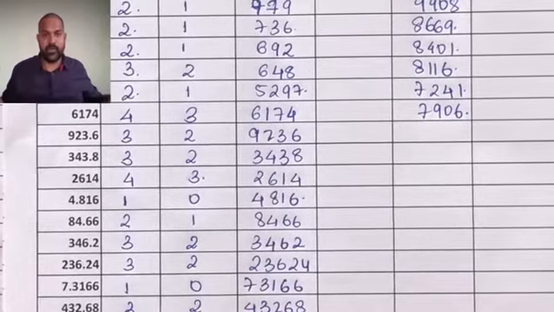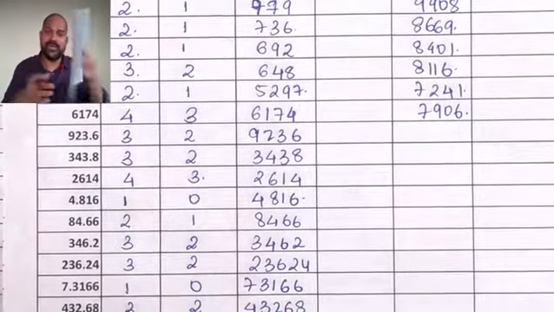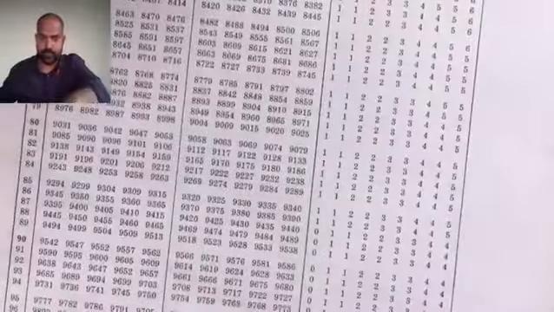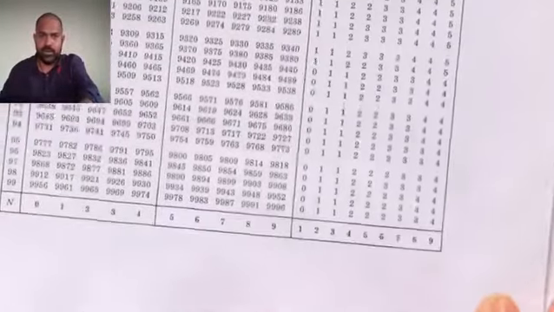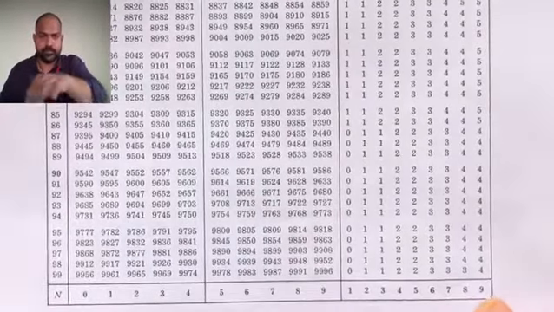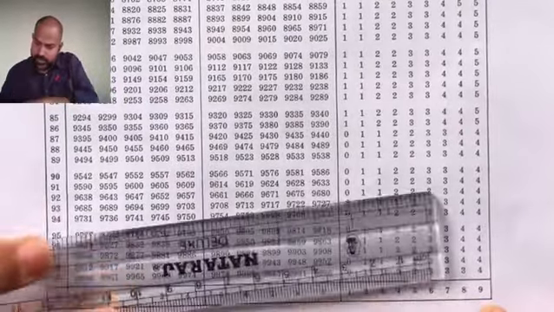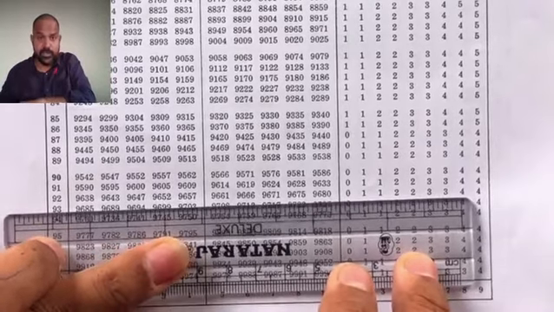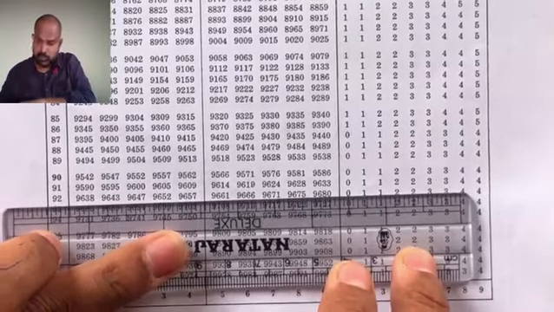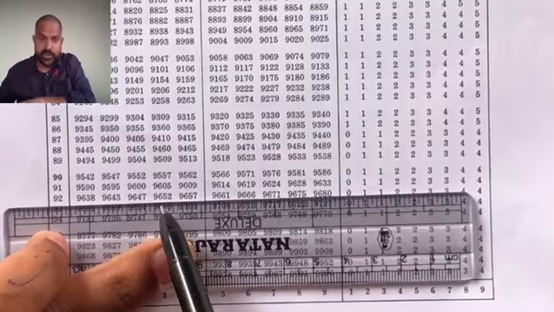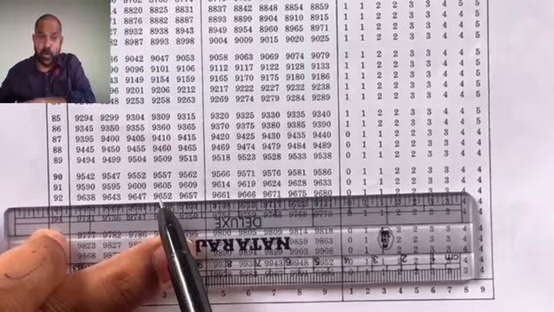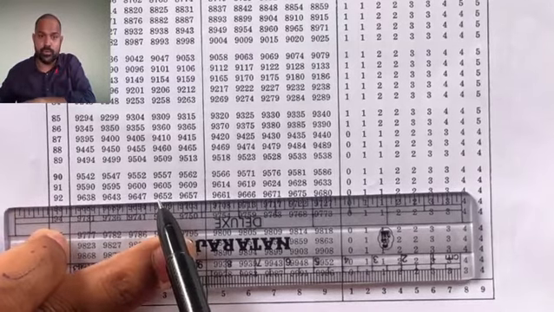I'm going to the next number, 9236. So in 92 I will look for 3, and in that I will look for 6. 92 is going to be on the next page. I'm going to keep my scale horizontally under 92. In 92, I'm looking for 3. So 3 is basically the fourth column. So 0, 1, 2, 3. It is 9, 6, 5, 2.